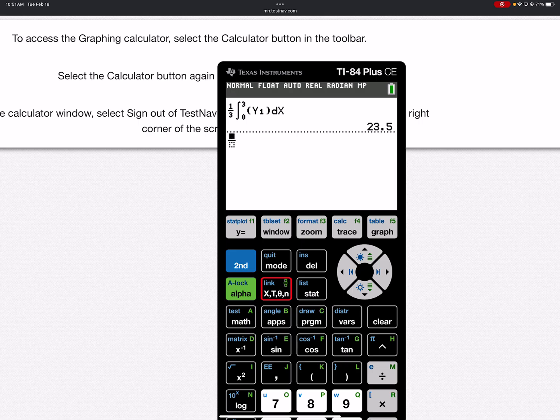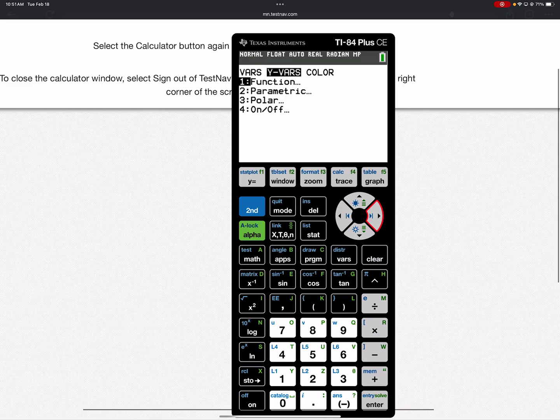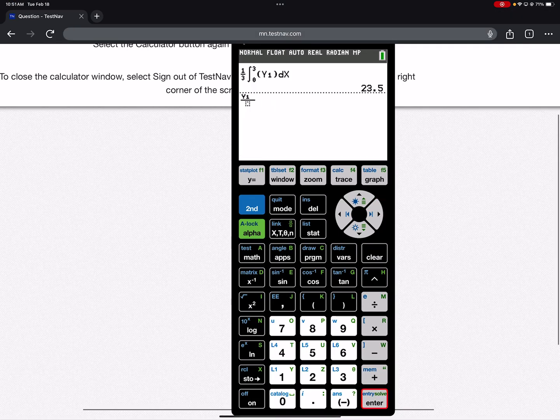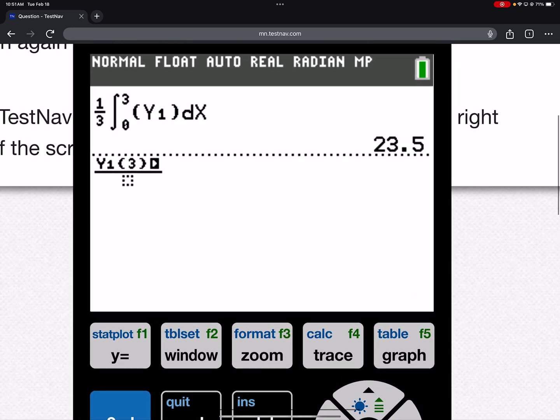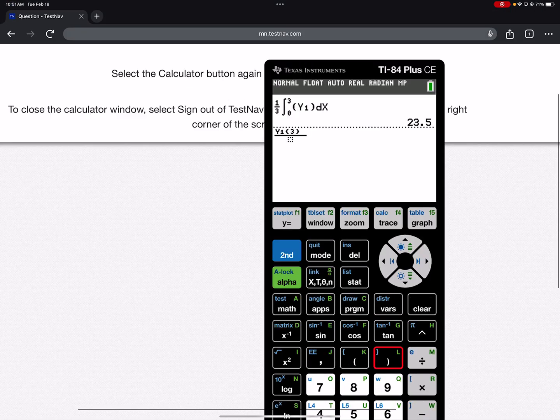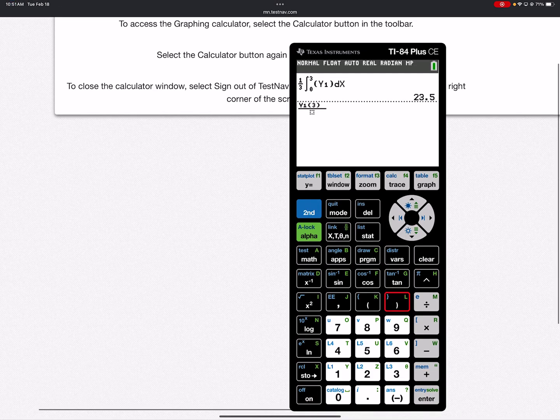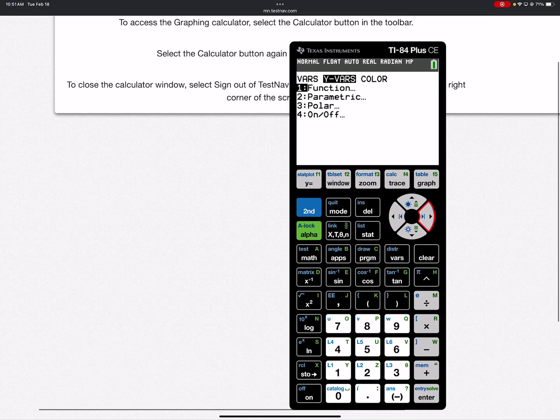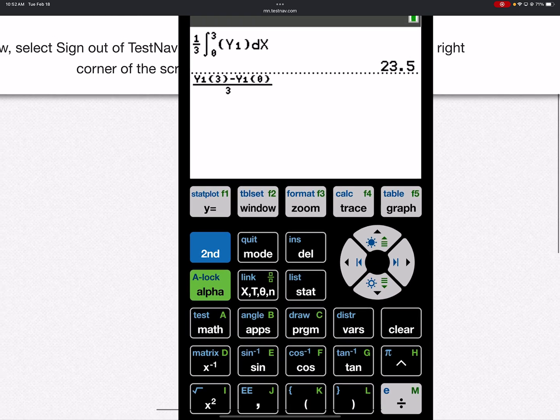Now, we want to do h of 3 minus h of 0, where y1 is our h. So you're going to go to the variables menu, y variables, click on function, y1. So y1 of 3, you want to type it in like that, minus y1 of 0, over 3 minus 0, which is just 3.